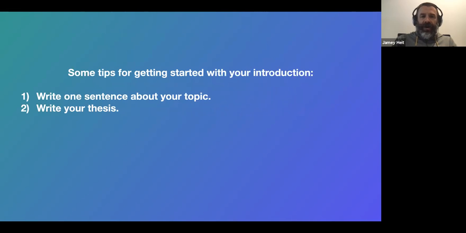So now let's talk about one of the hardest things in writing a paper, and that's the elusive first sentence. How do you get the paper started? When you're looking at that blank screen, what's the first thing you should do to get your paper going? And what I want to encourage you to remember is that you don't have to get the perfect line right away. That's not always going to happen.